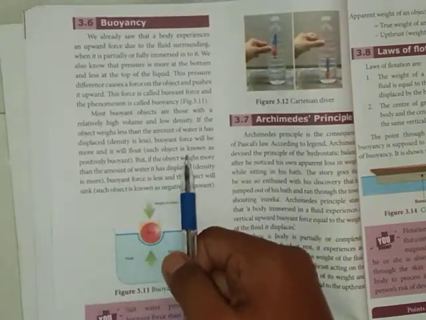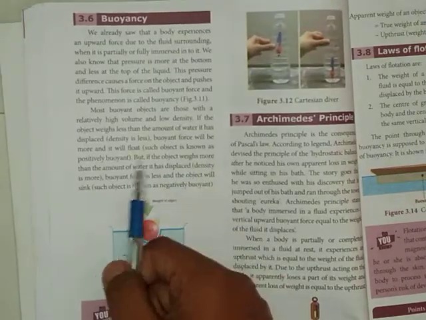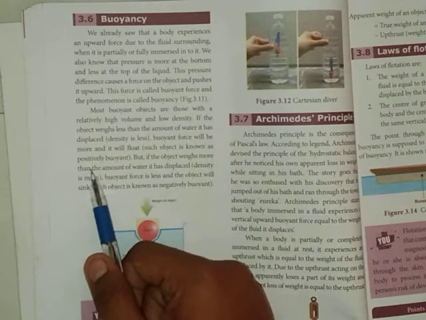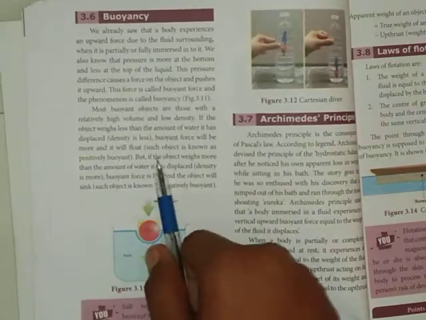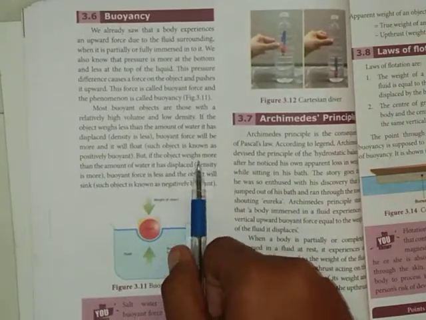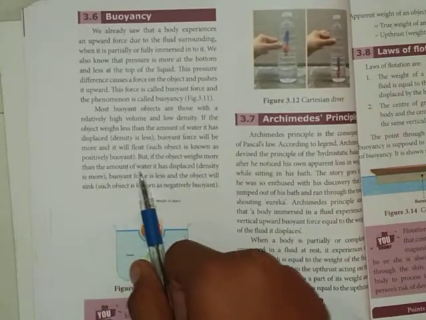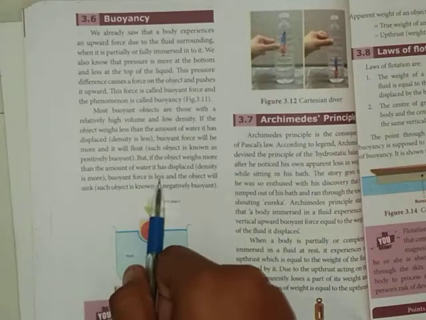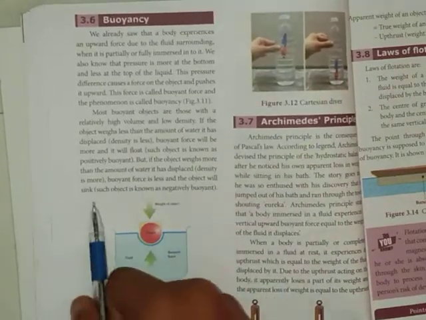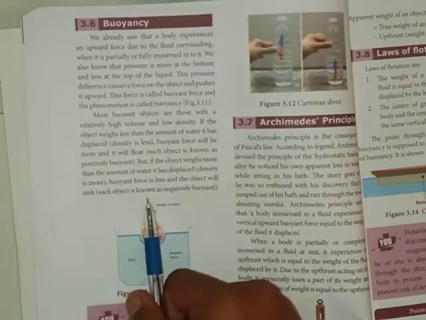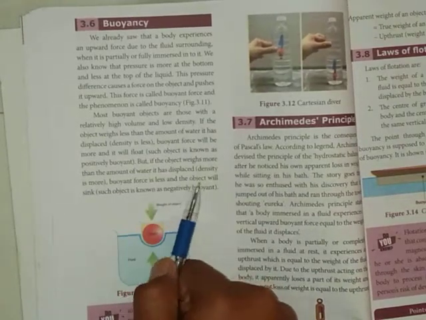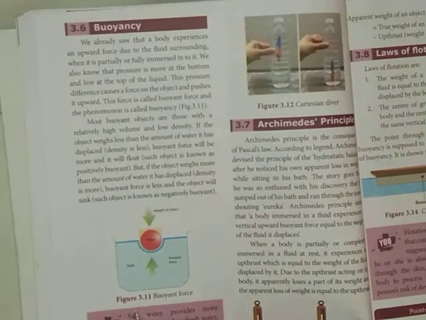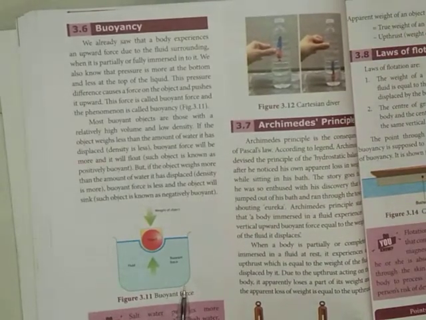Such an object is known as positively buoyant. But if the object weighs more than the amount of water it has displaced, density is more. Buoyant force is less and the object will sink. Such an object is known as negatively buoyant. This is figure 3.11, buoyant force.